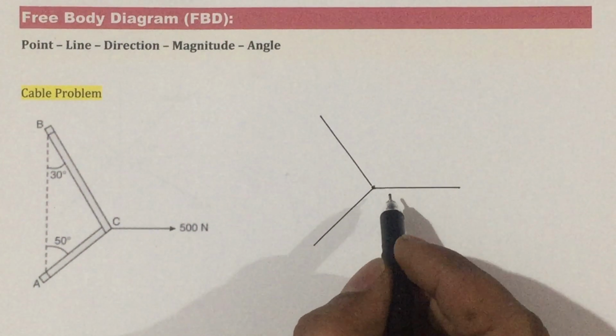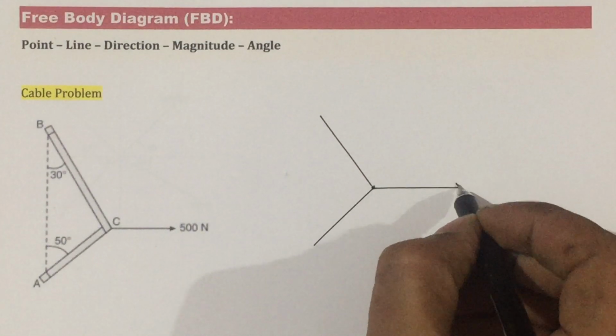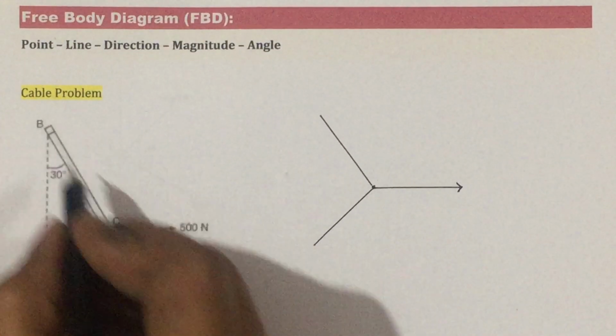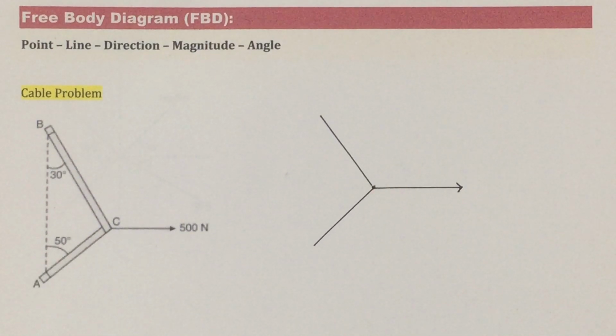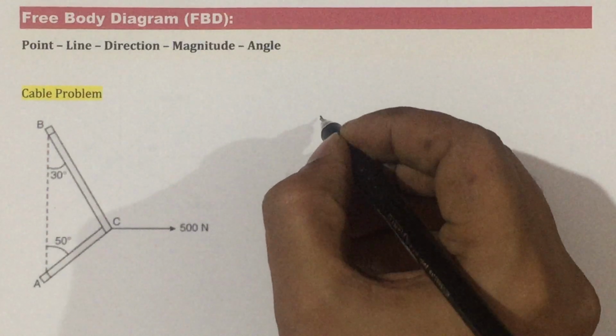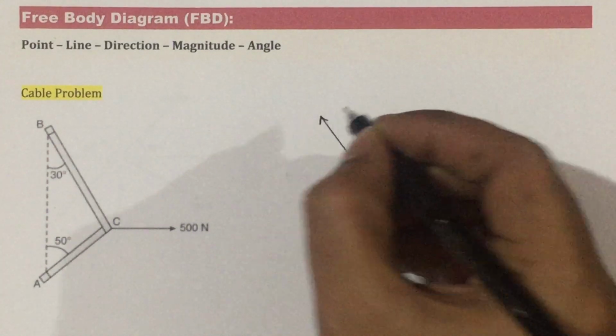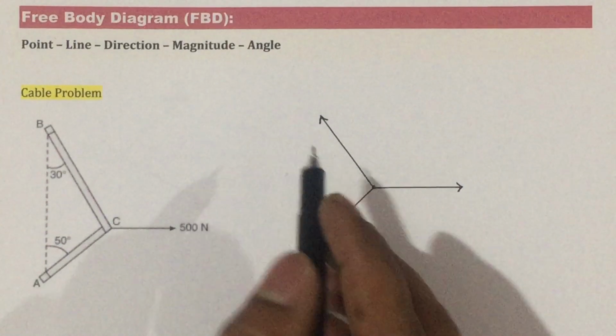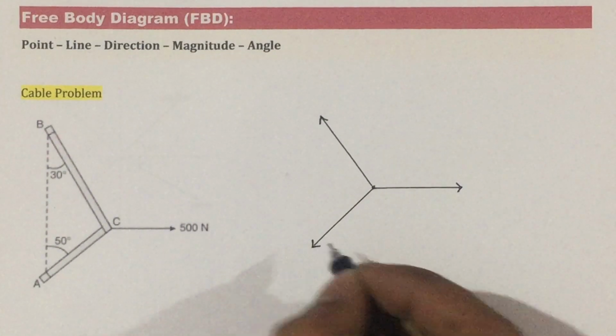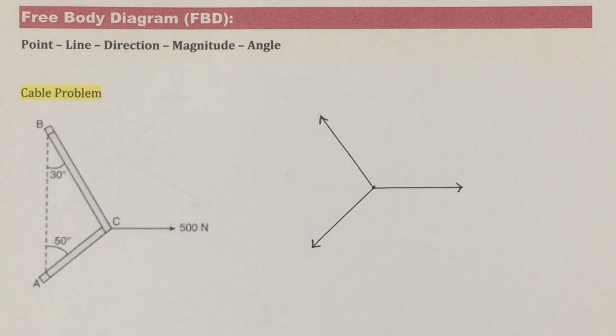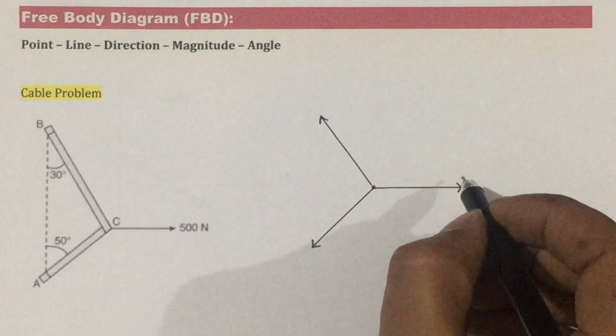Then direction of the lines. For the 500 Newton line, the direction is this one. For CB and CA members, we need to calculate the member force. Initially, the member may be subjected to tension or compression. Since it is a cable problem, all the members will be subjected to tension. Tension we are going to indicate by the outside arrow, nothing but an arrow acting away from the point. Write the outside arrow.